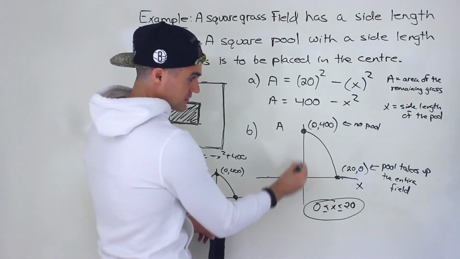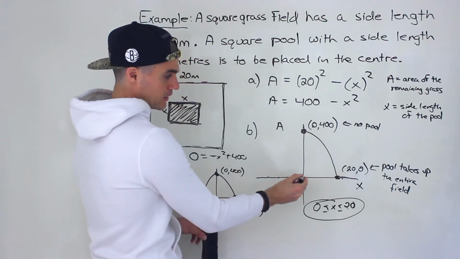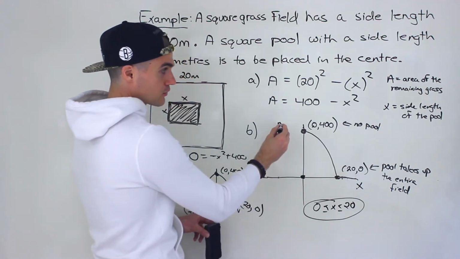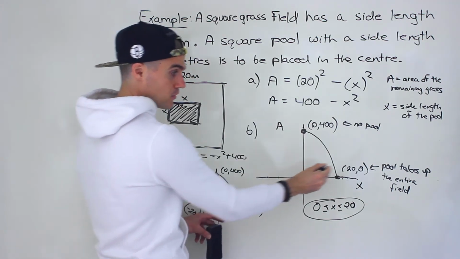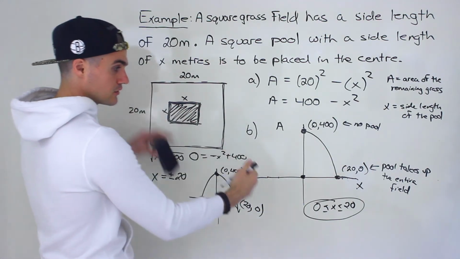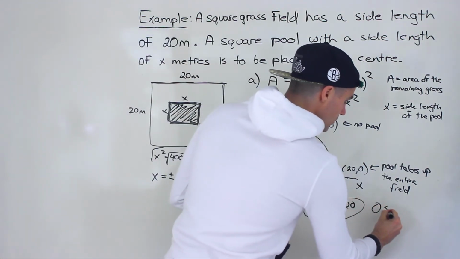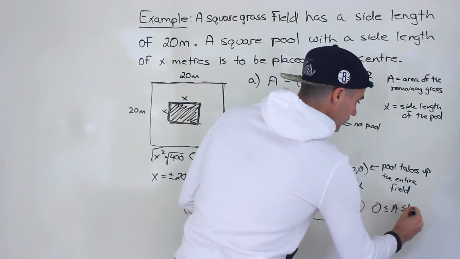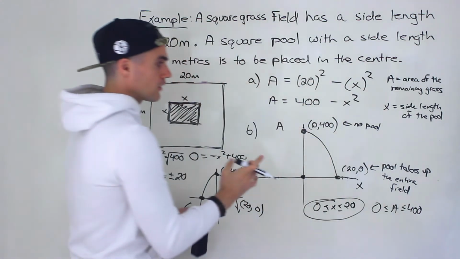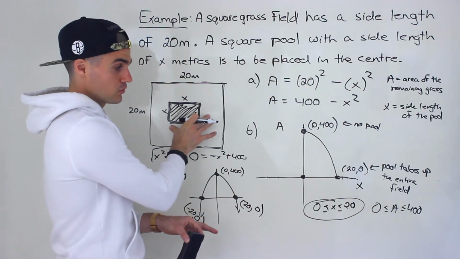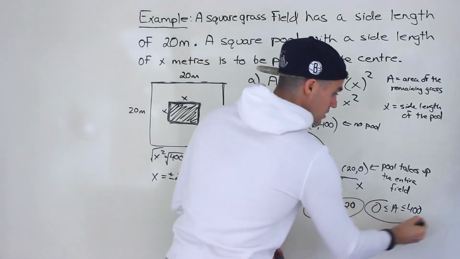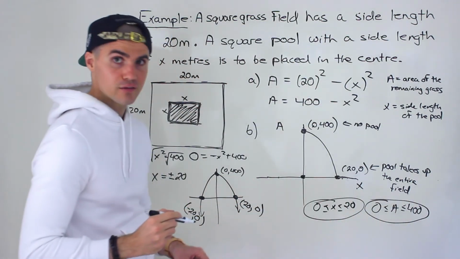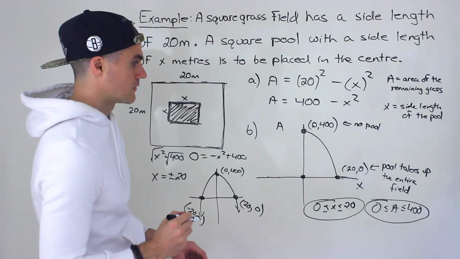Well, it could only go from 0 to 400, right? The area of the remaining grass would be 0 if the pool takes up the entire field, or it's going to be up to 400 if there is no pool, right? So those are the extreme cases. Those are the valid values of a, right?